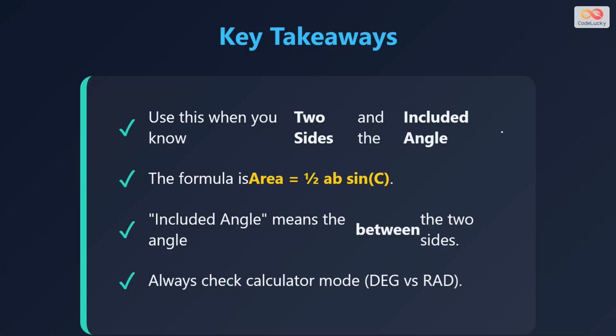To summarize, use the formula 1/2 a b sine C whenever you have a side-angle-side configuration. Remember that the angle must be the one sandwiched between the two known sides. And finally, double-check your calculator settings. With these steps, you can easily solve triangle area problems without ever needing to find the vertical height.